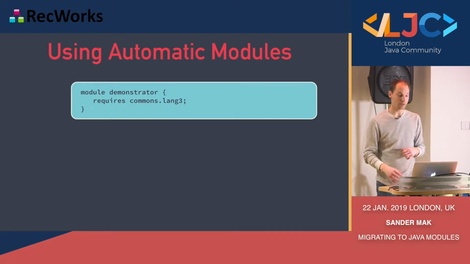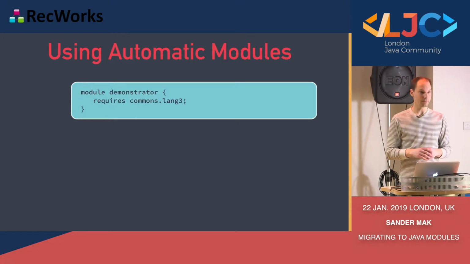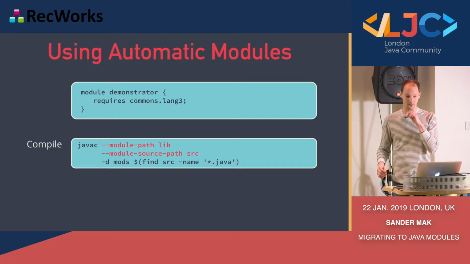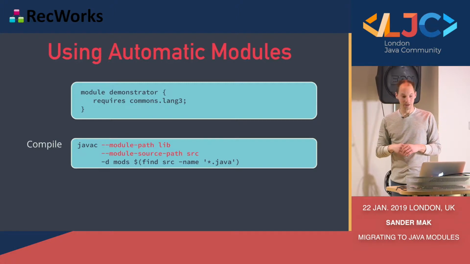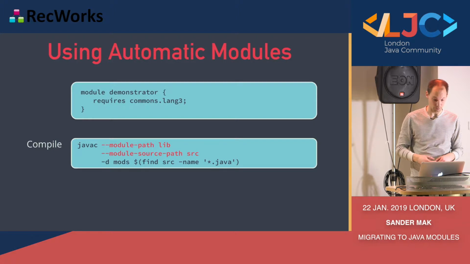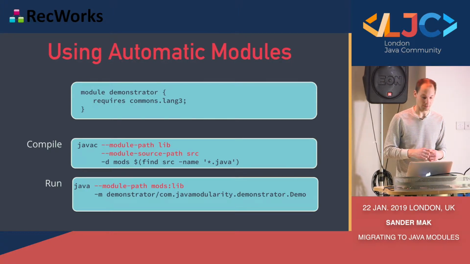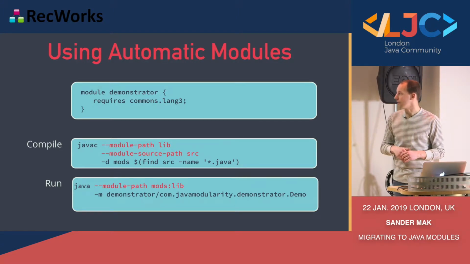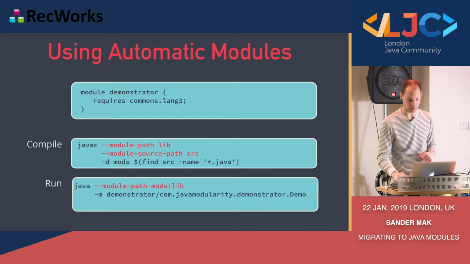So what would this look like in the simple example? Well, we could create a module descriptor with module demonstrator. It requires commons.lang3, which is derived from the jar file name in this case. And we can now compile with the module path and the module source path. So we compile our code as a module, and the commons.lang jar will be treated as an automatic module. And at runtime, similarly, we have a module path rather than a class path, where we put modules: in this case, the demonstrator module, which is in the mods directory, and commons.lang, which is in the lib directory. And this is how we turn this simple example from the class path to the module path, without having to wait for commons.lang to also become a module.